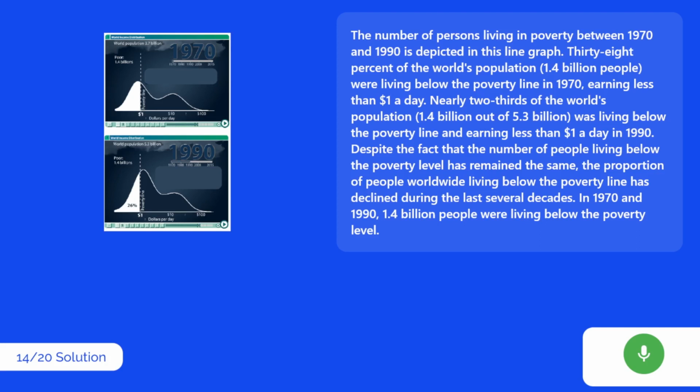Despite the fact that the number of people living below the poverty level has remained the same, the proportion of people worldwide living below the poverty line has declined during the last several decades. In 1970 and 1990, 1.4 billion people were living below the poverty level.